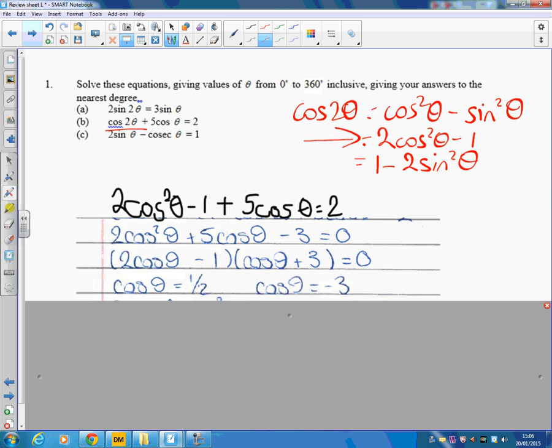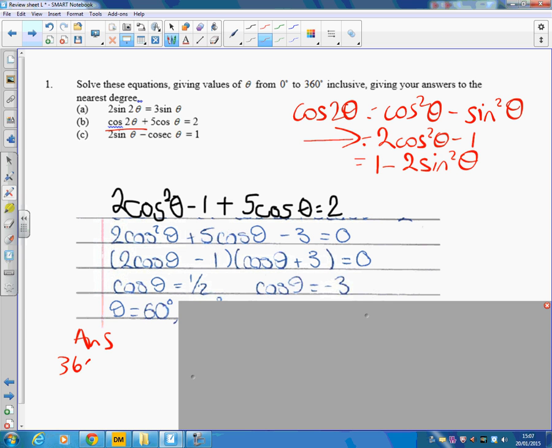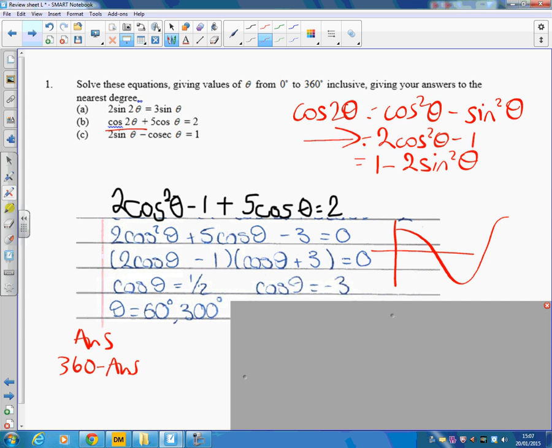Doing cos theta equals a half, the inverse cos of a half is 60 degrees, and then again for cos, you've got your answer, or 360 minus your answer, so that gives you 300. Cos theta equals minus 3, your calculator will probably say math error, because the cos graph only goes down to minus 1, it never goes down to minus 3, so there's no solutions.